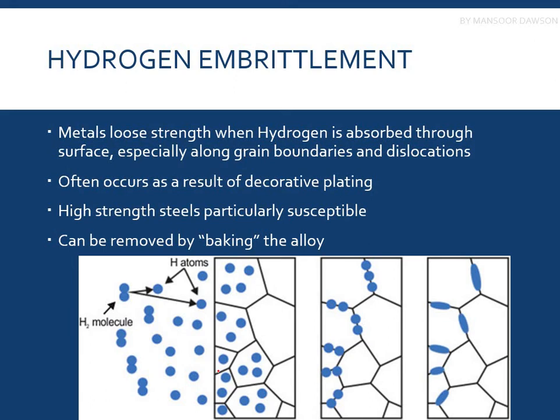Okay, causing the material to fail in a brittle manner. Usually the high strength steels particularly are susceptible in this case. These high strength steels are made in a highly inert atmosphere, and the hydrogen embrittlement can be removed by baking. It can be removed by heating your alloy to a very high temperature in order to eliminate the hydrogen atoms or molecules.